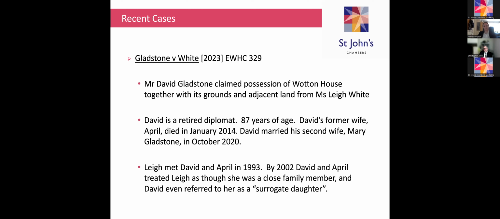Lee had met David and April, David's first wife, in the early 1990s. By 2002, David and April were treating Lee as a very close relative, as a close family member, and in fact there was email traffic and other anecdotal evidence where David had referred to Lee as his surrogate daughter.